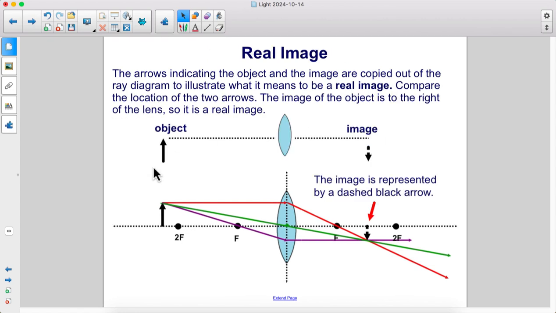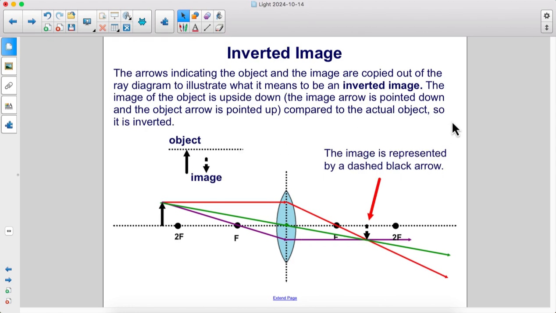The arrows indicating the object and the image are copied out of the ray diagram to illustrate what it means to be a real image. Compare the location of the 2 arrows. The image of the object is to the right of the lens, therefore it is a real image.